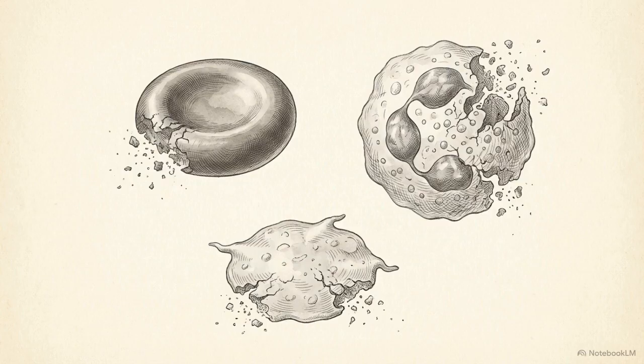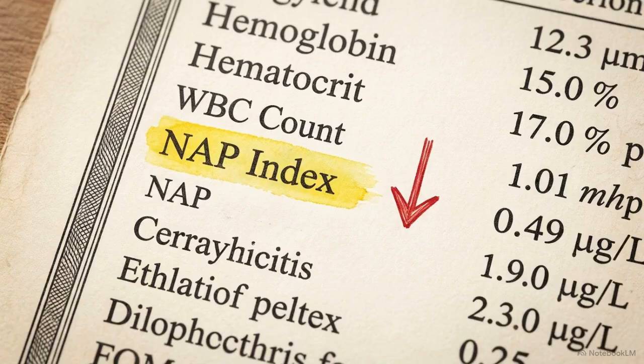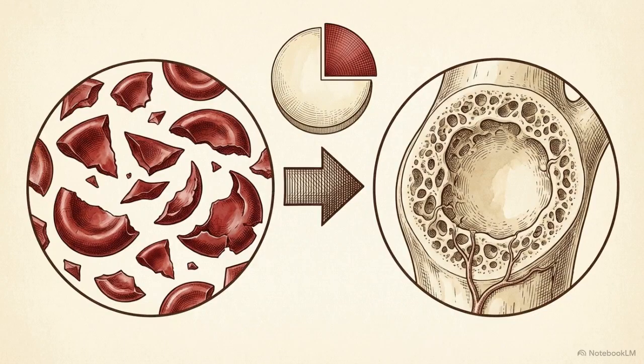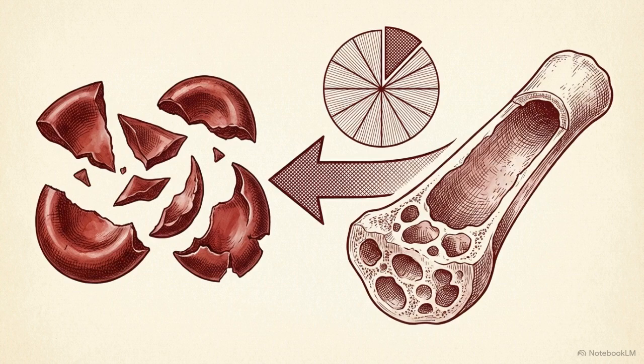Because the mutation occurs in a stem cell, it frequently results in trilineage pancytopenia, a shortage of red cells, white cells, and platelets. This marrow defect is often identified by a low neutrophil alkaline phosphatase score, a diagnostic marker PNH shares only with CML. The relationship between these conditions is defined by the 25-10 rule. 25% of PNH patients will develop aplastic anemia, while 10% of all aplastic anemia cases are actually PNH.